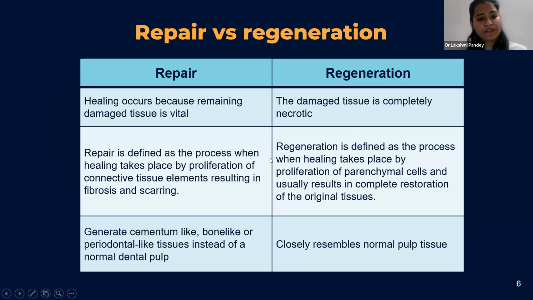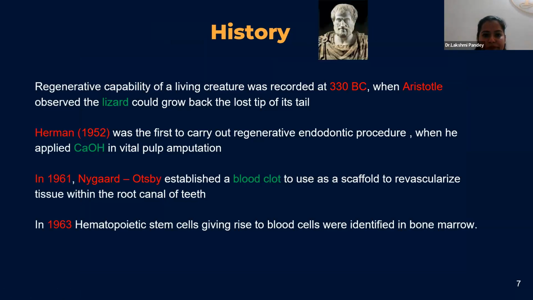Repair is defined as a process where healing takes place by proliferation of connective tissue elements, resulting in fibrosis and scarring, whereas regeneration is where healing takes place by proliferation of parenchymal cells and usually results in complete restoration of the original tissues. It generates cementum, bone, and periodontal-like tissues that closely resemble normal pulp.